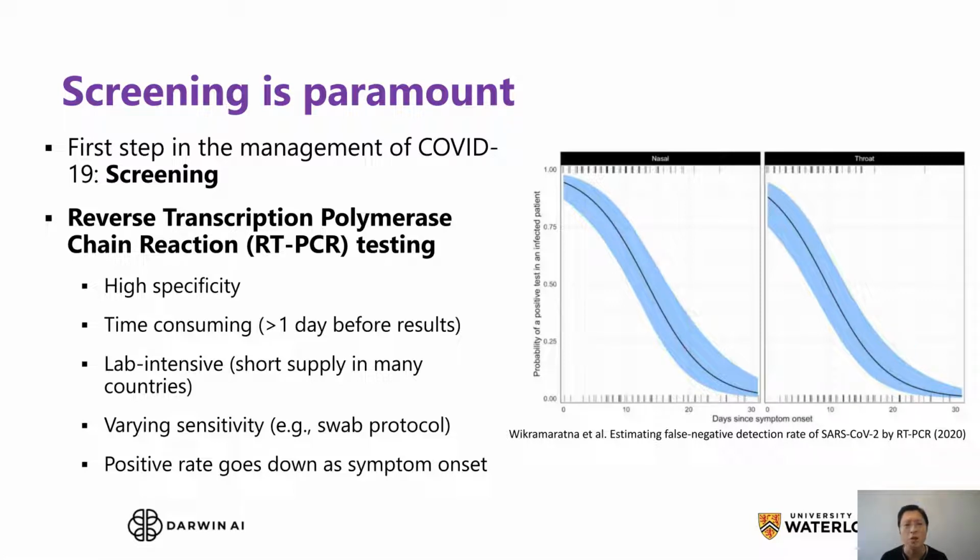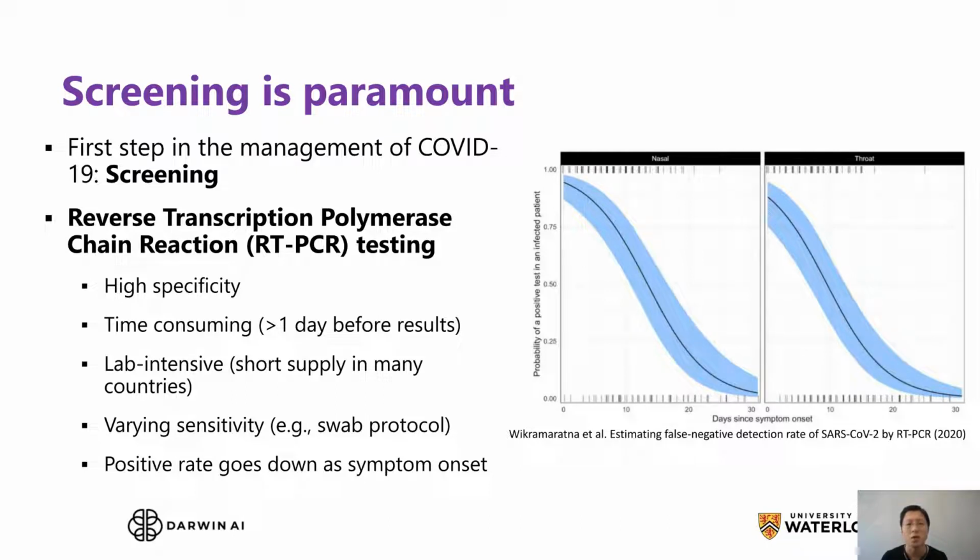Not only that, it's a very lab intensive process, and so there's really short supply in many countries, even to this very day. One of the key things a lot of people didn't realize is that there's varying levels of sensitivity depending on where you swab, be it a throat swab, a nasal swab, and so on. In a more recent study, they found that the positive rate goes down as time since symptom onset increases. What you see on the right is that the longer somebody has had the COVID-19 infection, the harder it is to actually detect it.